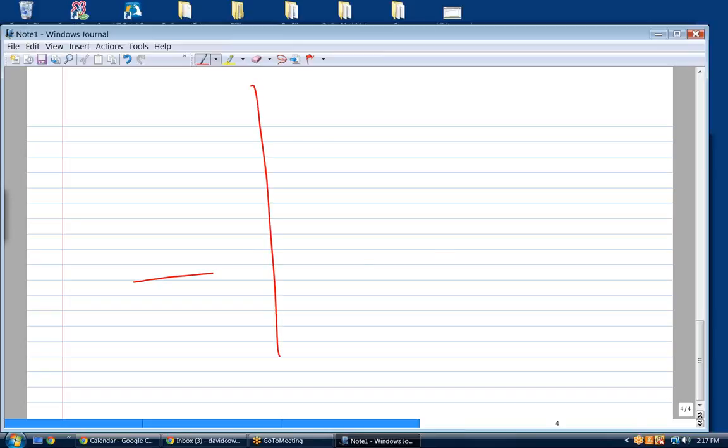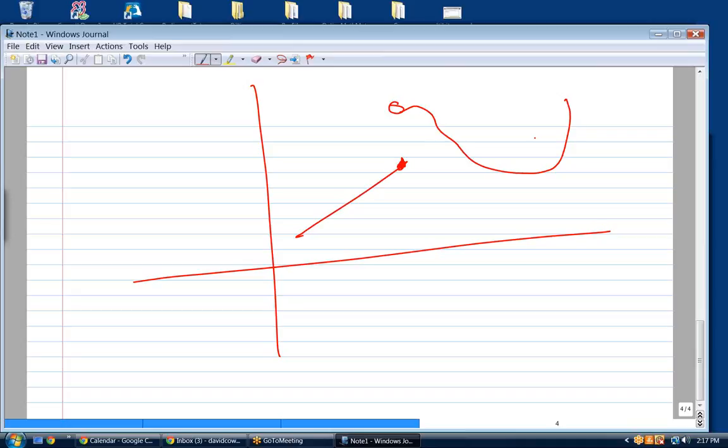So if I give you this function here, the only way I could differentiate that is in 2 places, from there to there, and then again from there to there. There's no way I can differentiate across that discontinuity.